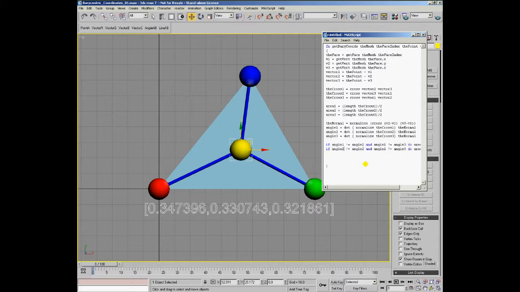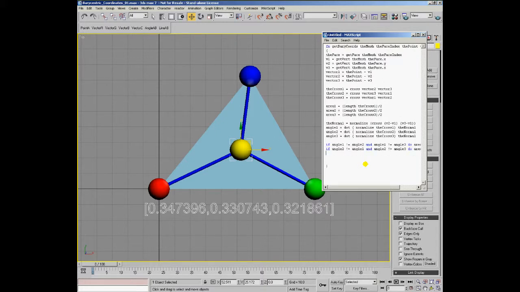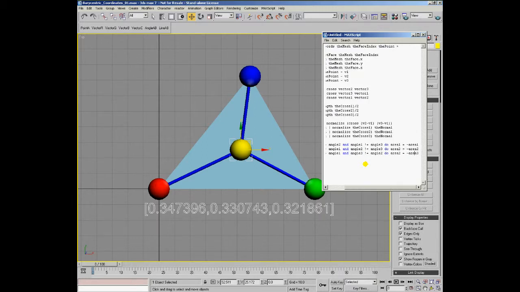If the angle 2 is different than the angle 1 and the angle 2 is different than the angle 3, then we can flip the sign of the second area. And if angle 3 is different than 1 and angle 3 is different than 2, we can flip the sign of the third area.